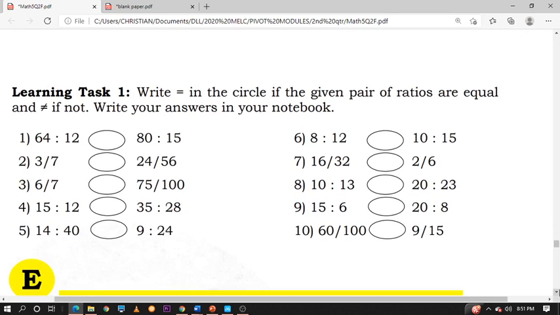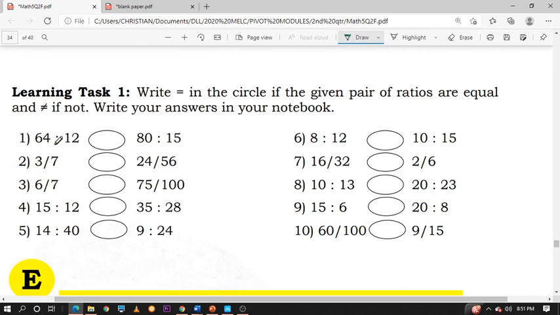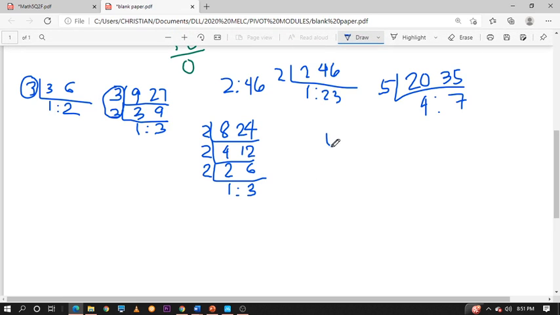Let's see this learning task 1. Write the equal sign in the circle if the given pair of ratios are equal, and the not equal sign if not. Okay? So, how do we do it again? We multiply the extremes.